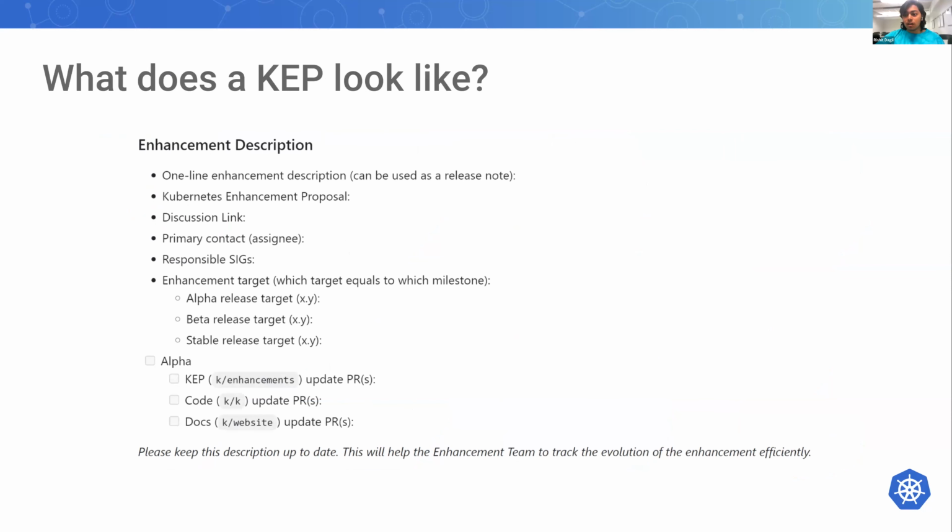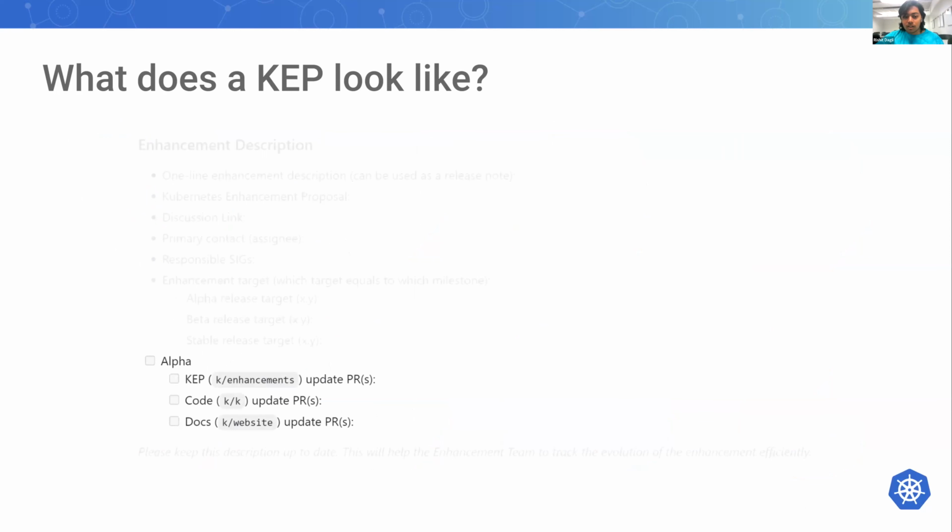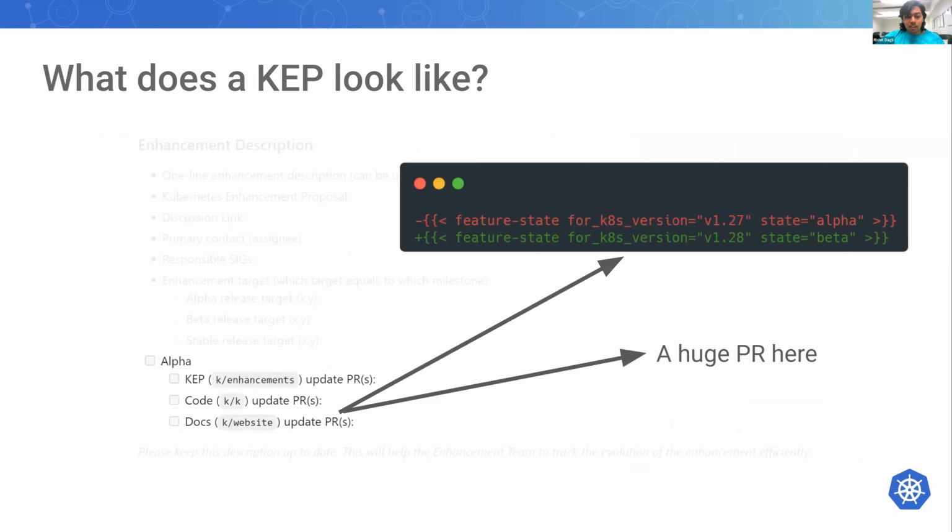So let's take a look at what a KEP looks like. There was a lot of talk about this at the last release team meeting, so I'll not go into that. But this is what a KEP looks like. And let's take a look at this part of the KEP. So there are the K website update PRs, and this could be anything from just a small feature gate change, which just says that the state of this feature for 1.28 is beta, or this could be a huge PR, a lot of documentation, a tutorial here.